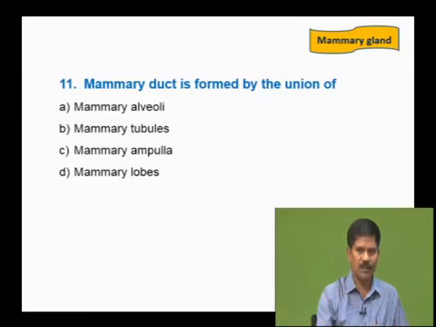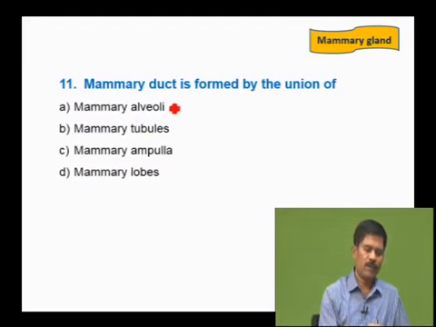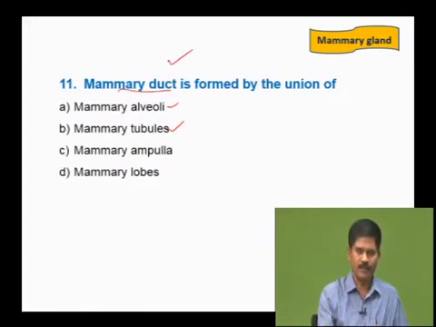Mammary breast structure, I was telling you about the flow of milk. So mammary alveoli, these are milk secreting cells. They open into mammary tubules. Mammary tubules open into mammary duct. So the right option is mammary tubules. When these mammary tubules join, the mammary duct is formed. The mammary duct opens into mammary ampulla. Mammary ampulla opens into lactiferous duct, and it opens outside at the tip of the nipple. So therefore the correct option is mammary tubules.